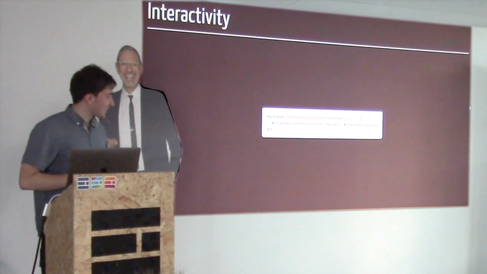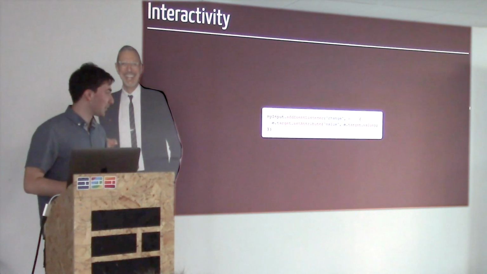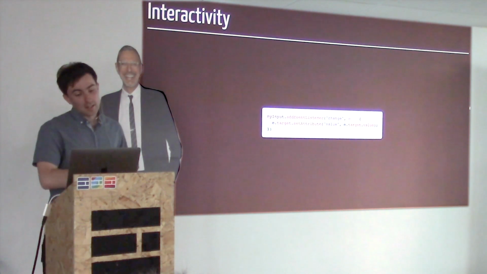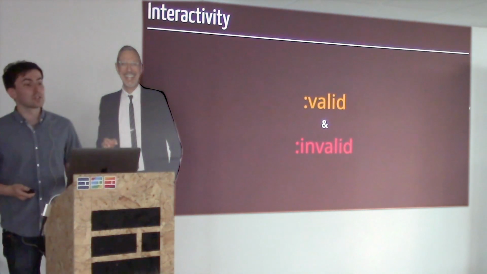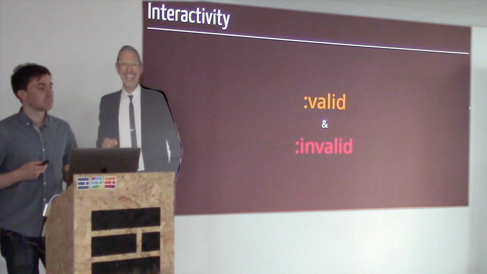And yeah, that's how I felt when I realised that value doesn't work, and I didn't want to do any JavaScript. So I sort of just banged my head against the wall for a little while. But I eventually found these two super selectors, which I'd never heard of before, called valid and invalid.